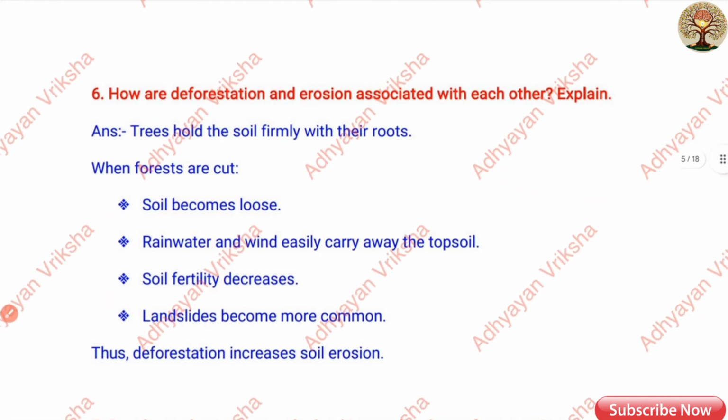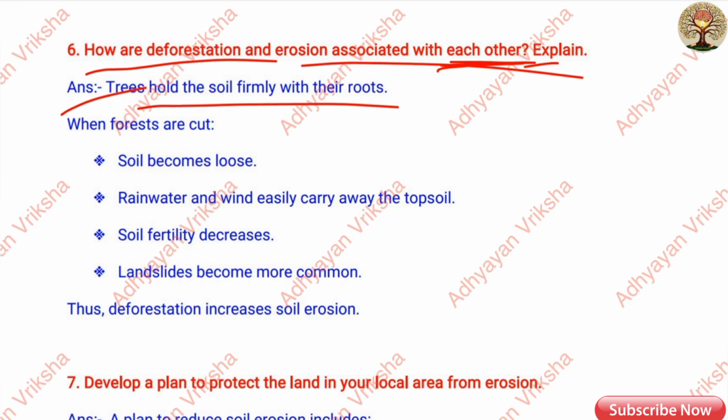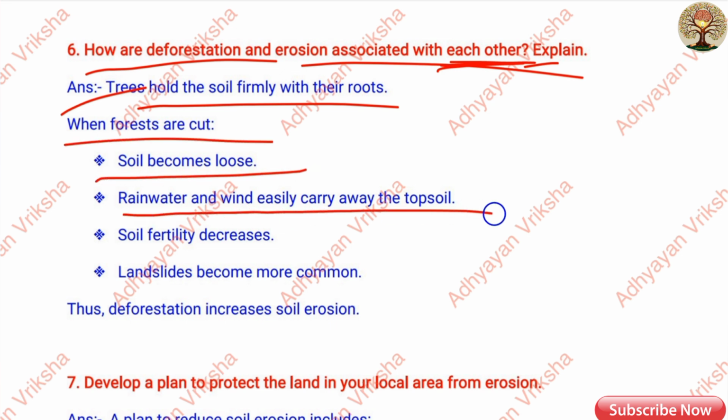Now come to question number 6. In question number 6, how are deforestation and erosion associated with each other? कैसे एक दूसरे से मिला हुआ है, explain करना है. Trees hold the soil firmly with their roots. When forests are cut, soil becomes loose, and rainwater and wind easily carry away the topsoil.